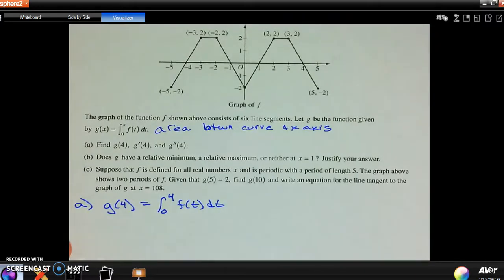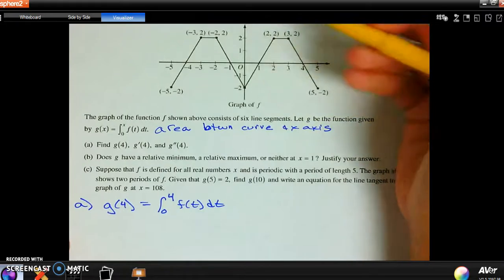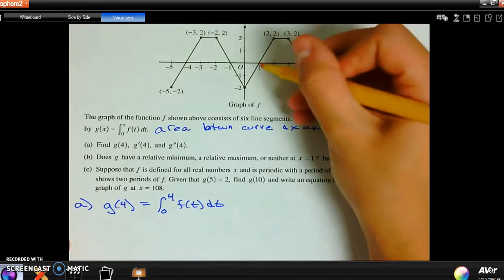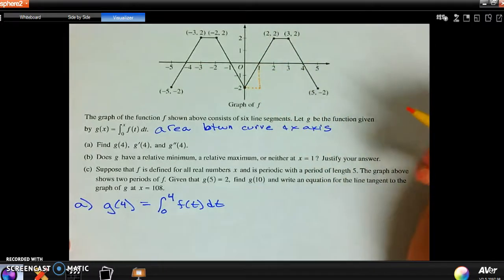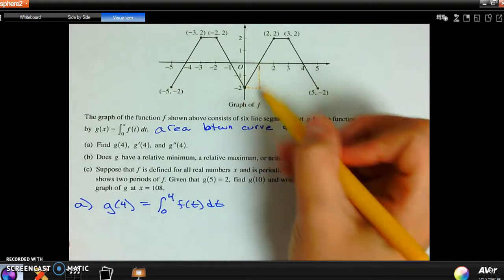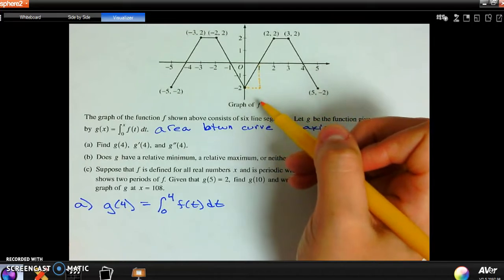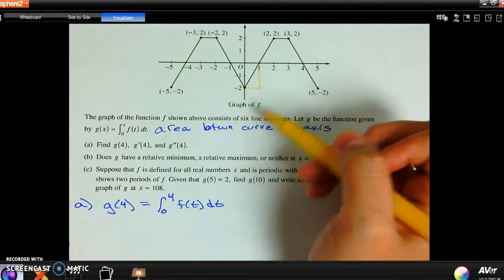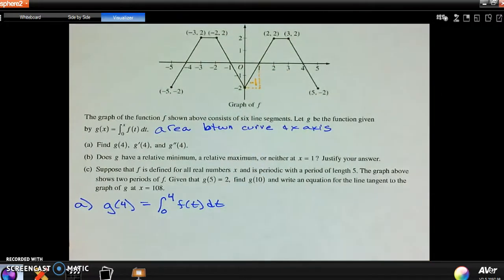So I'm going to use kind of an alternate color here. I'm going to break that area up into 2 pieces. So first I'll figure out the area from 0 to 1. That would be this triangle right there. It's below, so that's going to be a negative. So the area of this triangle is going to be base is 1, the height is 2. So base times height is 2, but divided by 2, right? Because the area of a triangle is base times height divided by 2. So that gives me a 1 again.